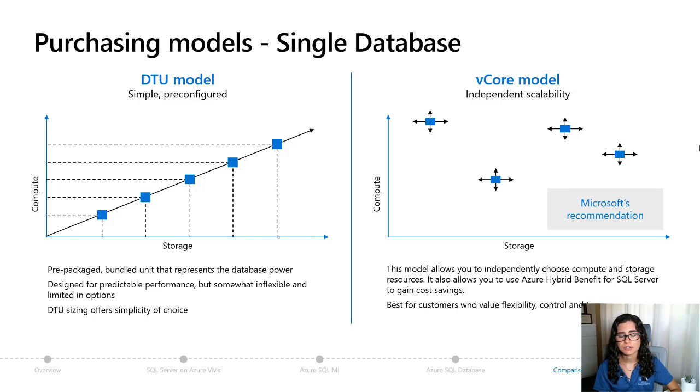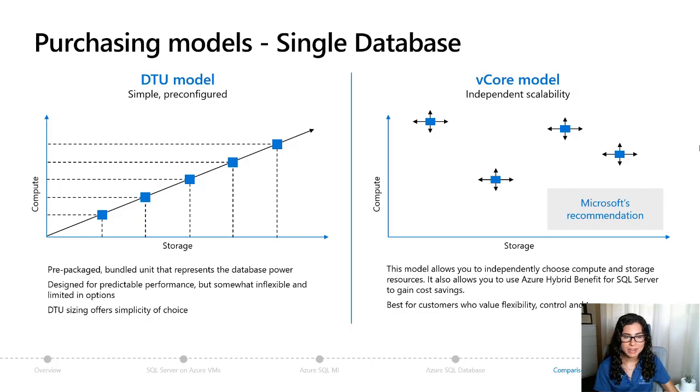Additionally, reserved capacity or reserved instances, which is basically saying, hey, I'm going to prepay for this database for X amount of time, but because I'm prepaying, I'm going to get a significant discount. So that's some of the things you also get from the vCore model, apart from flexibility, is more pricing discounting opportunities.